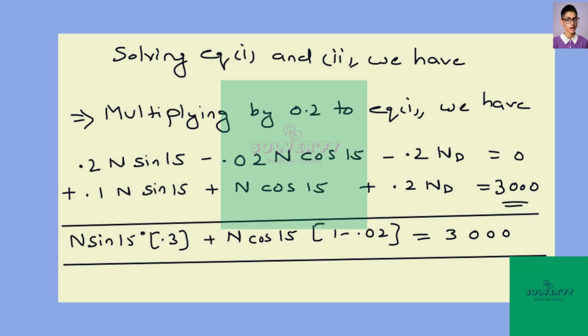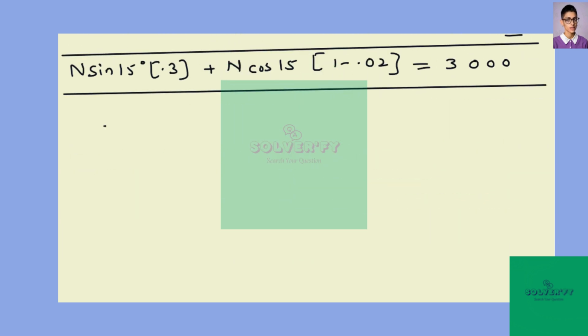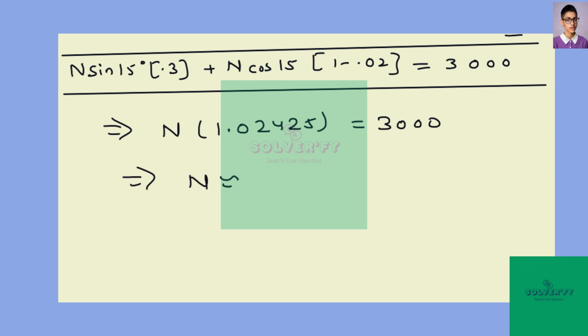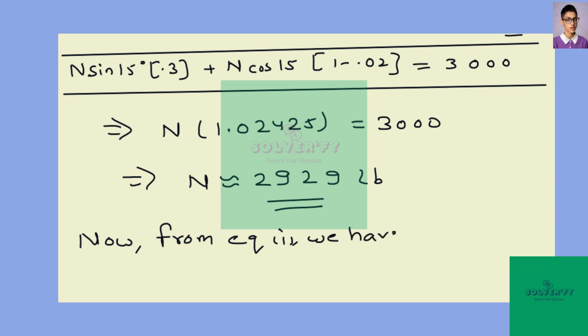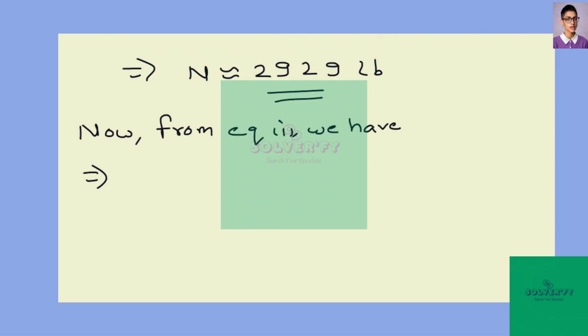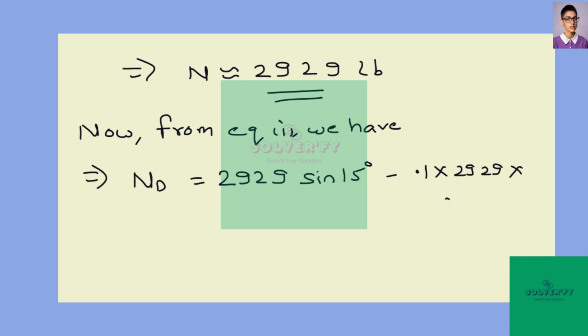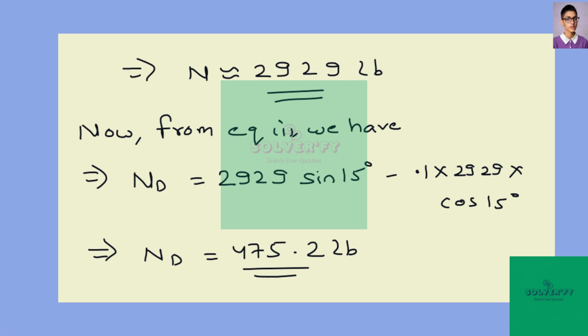Now going further and solving this problem, we can write N times 1.02425 is equal to 3000. On solving, we get the value of N as 2929 lb. Now going further, from equation 1, we have ND is equal to 2929 sin 15 degrees minus 0.1 into 2929 cos 15 degrees. On solving further, we get ND is equal to 475.2 lb.